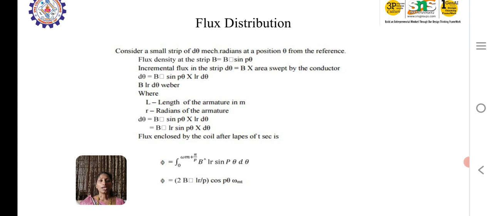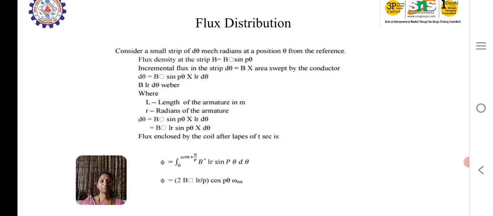Here L is the length of the armature and R is the radius of the armature. So finally we have the d phi equation as B sin P theta into LR d theta, where LR, if it comes to the front, becomes B LR sin P theta into d theta. This is based on the angle equation where the maximum flux density is multiplied with the area.